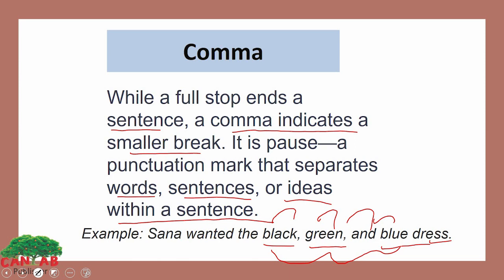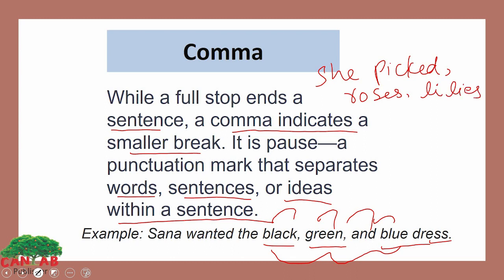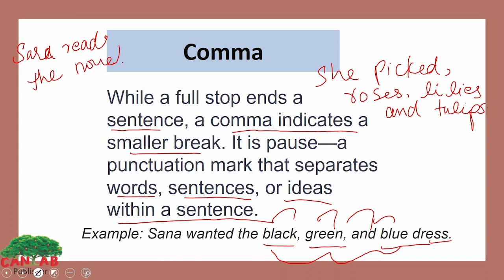Look at another example. She picked roses, lilies, and tulips. Here we have 3 kinds of flowers, so we separate them by adding commas here. Look at another example. Sarah read the novel. His friend saw the movie.